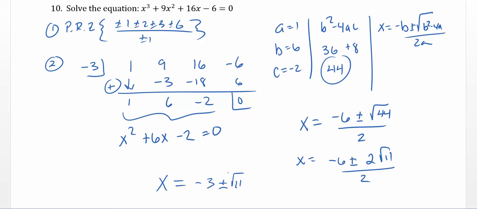So all of my zeros, when I'm all said and done, will be these two and the other one which I found originally, negative 3. So there is my solution.